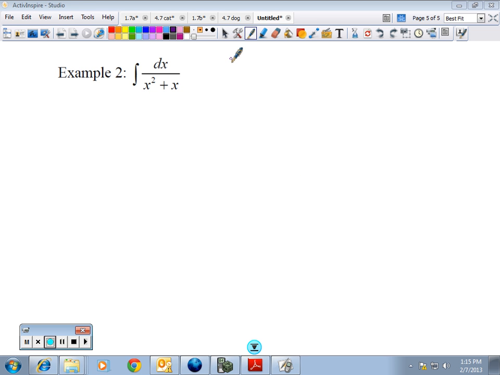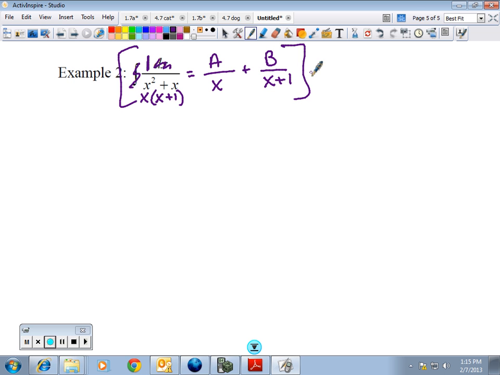Alright guys, integration by partial fractions, day 2. And first step is we're going to factor. And then we're going to just pretend that this and that's not there, and that's a 1. And we're going to say a over x plus b over x plus 1. We're going to multiply through by our common denominator, which is x and x plus 1.